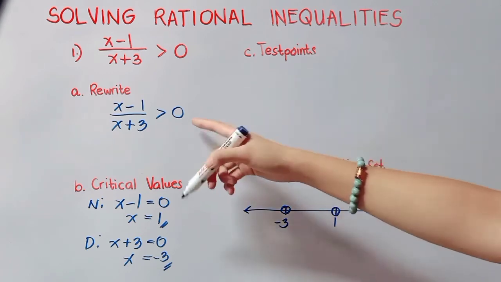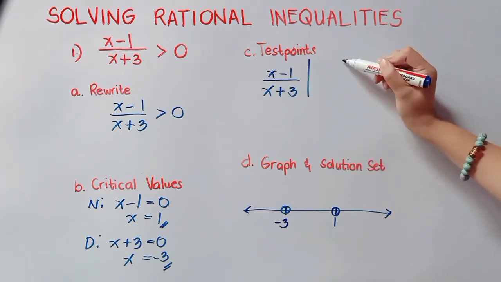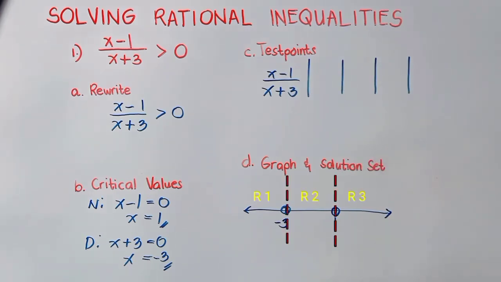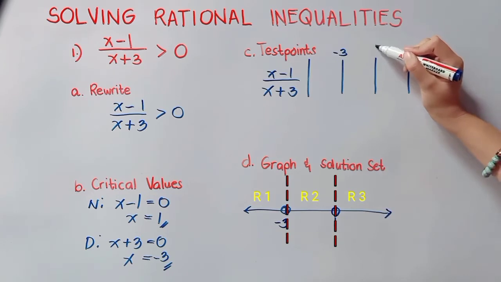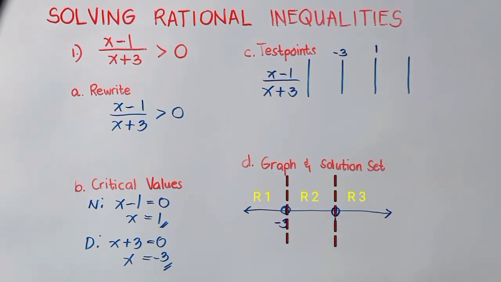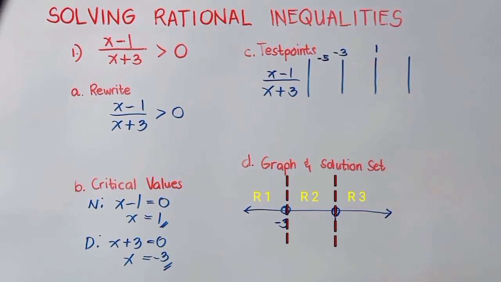We are now ready to test our regions. First is copy the given, and we have formed here 3 regions where the cutoff values are negative 3 and positive 1. Let us now test region 1. Think of any point coming from this region. So it could be negative 4, negative 5, negative 6, and so on. For this example, I will be using negative 5. But it's up to you what number you will consider.